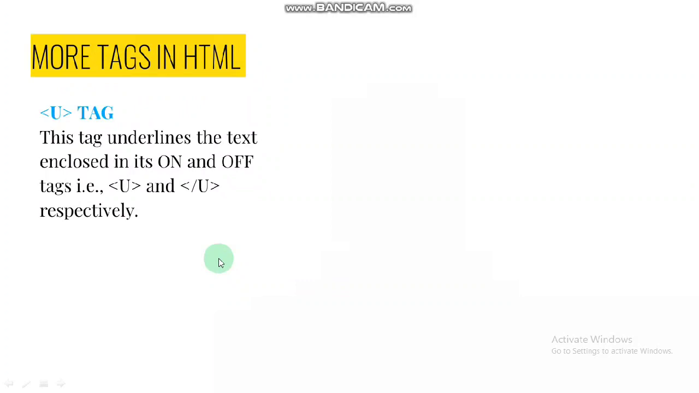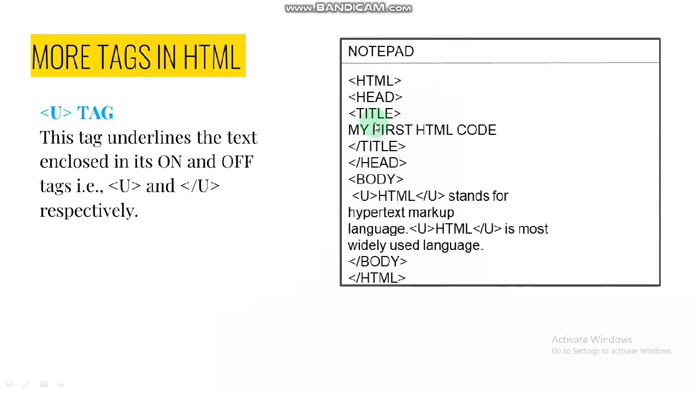Now let's see how your U tag will work. Again, U tag is used for underlining the text. So this tag underlines the text enclosed in its on and off tags. U tag is again a container tag, so we need to have both on and off respectively. Now let's see in the coding window.